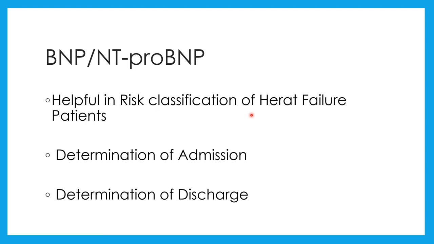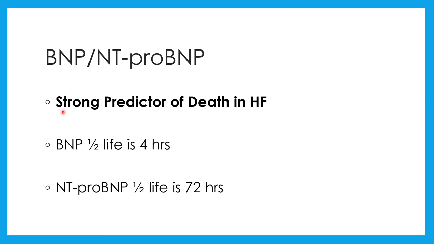It is helpful in risk classification of heart failure patients. In determination of admission, the value of BNP or NT-proBNP will help. In determination of discharge, yes, the value of BNP will help. It is a strong predictor of death in heart failure. You can see the reason why I've decided to make use of this first before going to other forms of investigation in heart failure. Once we determine that we might not be able to cross the bridge, we'll know what to do without wasting the money of the affected individual. BNP half-life is 4 hours. NT-proBNP half-life is 72 hours.